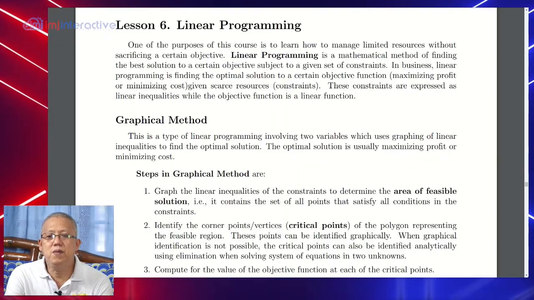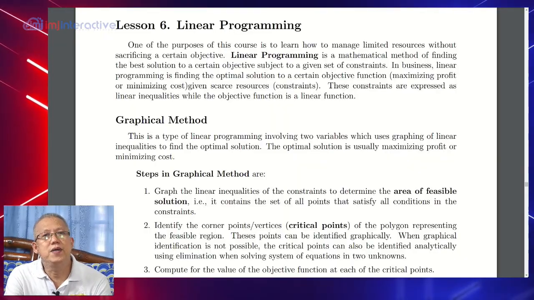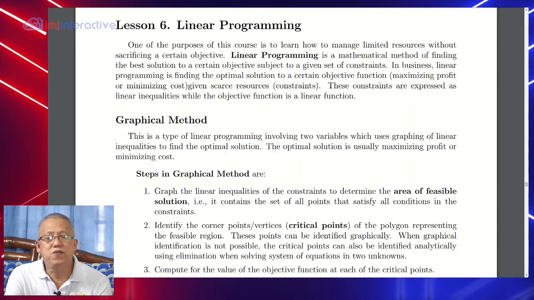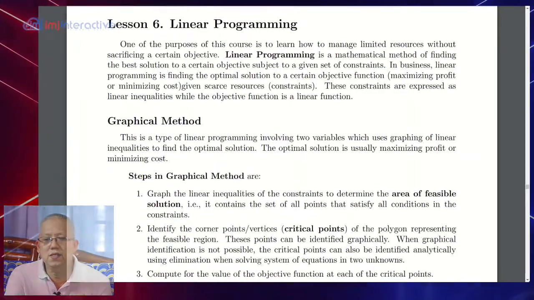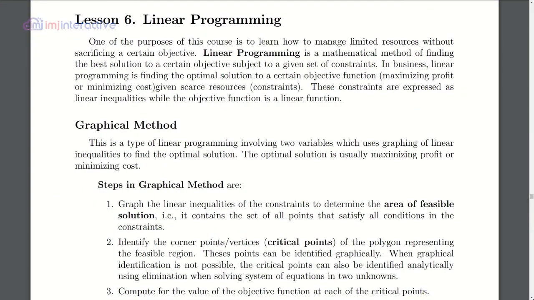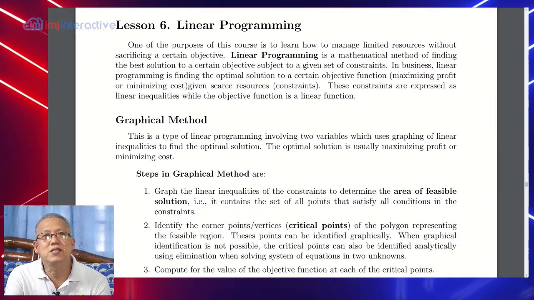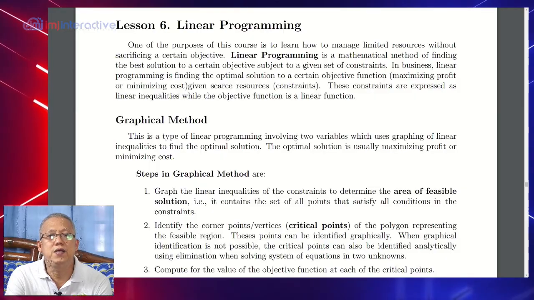But what is linear programming? Linear programming is a mathematical method of finding the best solution to a certain objective subject to a given set of constraints. In business, linear programming is finding the optimal solution to a certain objective function, which is usually maximizing profit or minimizing cost, when you are given scarce resources, which we call constraints. These constraints are expressed as linear inequalities, while the objective function is a linear function.